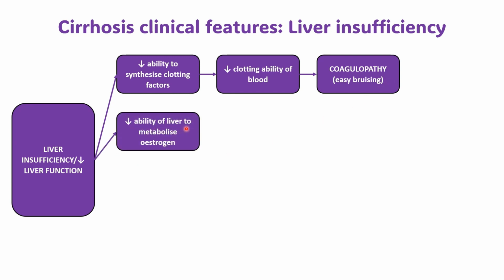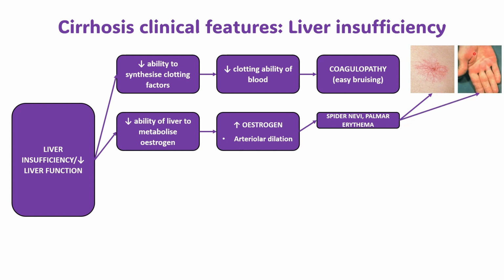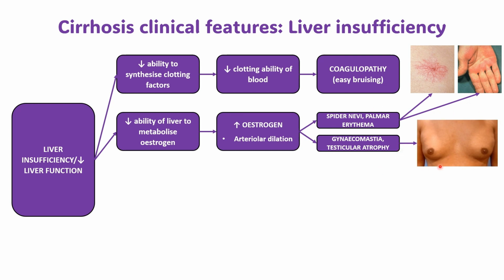There's a decreased ability of the liver to metabolize estrogen. So you're going to have elevated levels of estrogen, which results in arteriolar dilation. This can result in signs such as spider nevi and palmar erythema. So here we have a spider nevus, and in alcoholic liver cirrhosis, you can typically find these on the chest area, and you might see maybe roughly 3 to 5 separate nevi. We also have an image here of palmar erythema, so red palms. High estrogen can also result in gynecomastia, so in males, development of breast tissue and also testicular atrophy. So here we can see we have some gynecomastia.